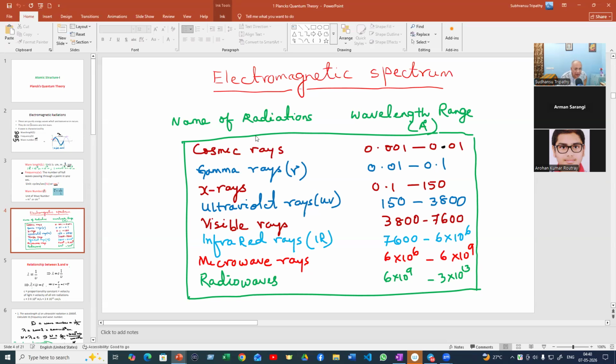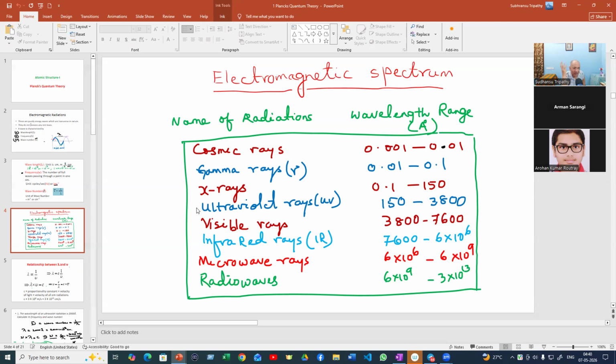These are the electromagnetic waves in increasing order of their wavelengths. Cosmic rays, 0.001 to 0.01. You write down quickly. Gamma rays, 0.01 to 0.1. X-rays, through which we take the photos of our broken bones.